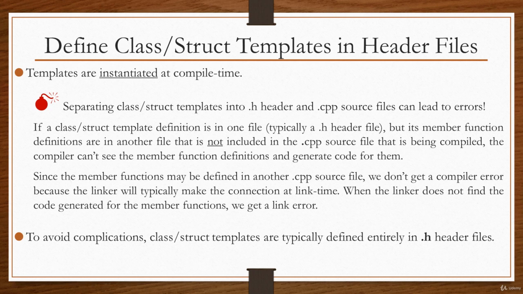The compiler will allocate memory for object data and build calls to the member functions, but it's not going to find the member functions. It's going to assume that the member functions are being built or have been built in another source file. Since the member functions may be defined in another source file, we don't get a compiler error, because the linker will typically make the connection at link time. And when the linker does not find the code generated for the member functions, then we'll get a link error.